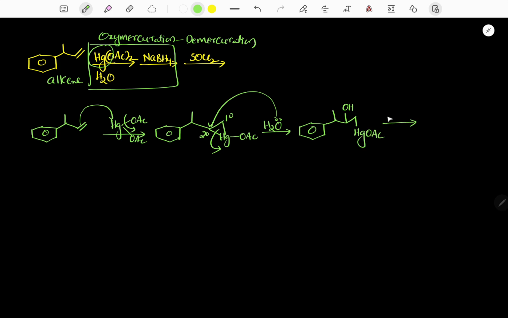Now it is treated with NaBH4. In place of mercury, we write simply hydrogen. So this is oxymercuration, demercuration.